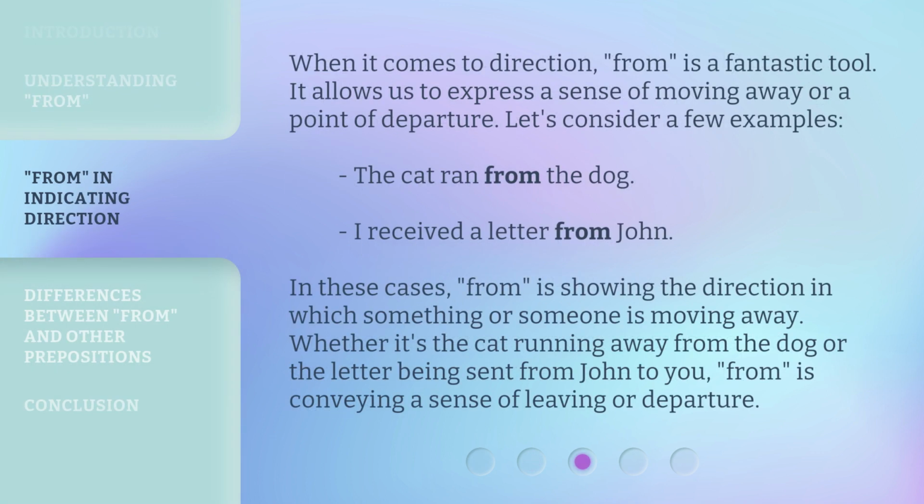When it comes to direction, from is a fantastic tool. It allows us to express a sense of moving away or a point of departure. Let's consider a few examples. The cat ran from the dog. I received a letter from John. In these cases, from is showing the direction in which something or someone is moving away. Whether it's the cat running away from the dog or the letter being sent from John to you, from is conveying a sense of leaving or departure.